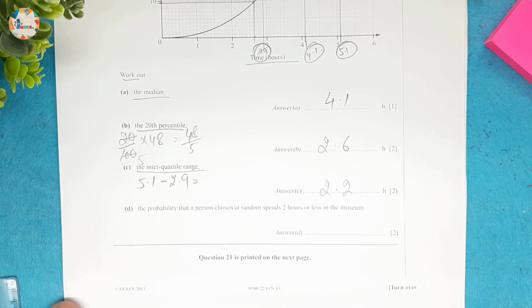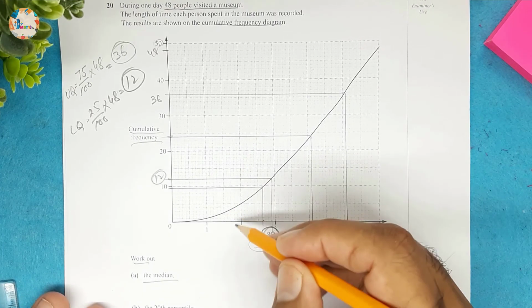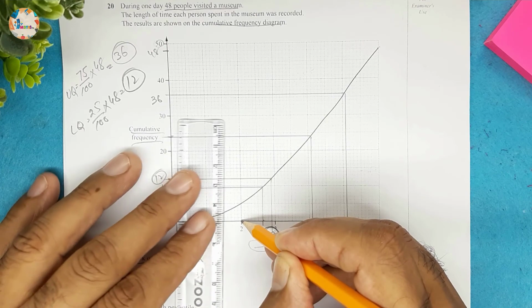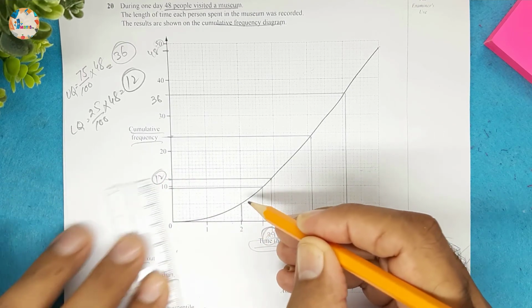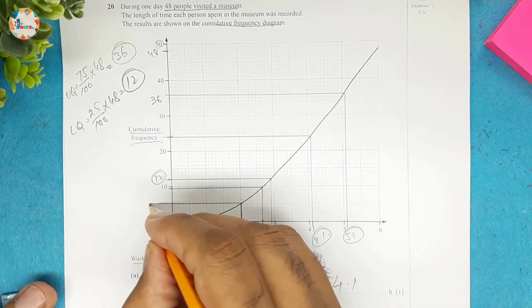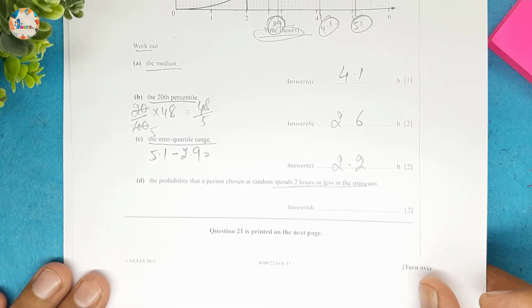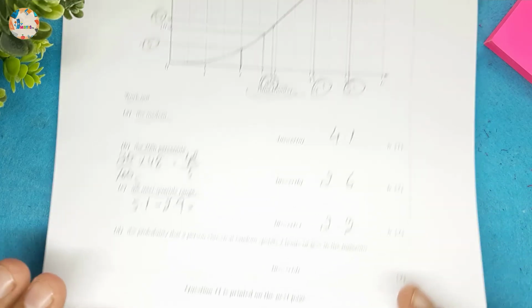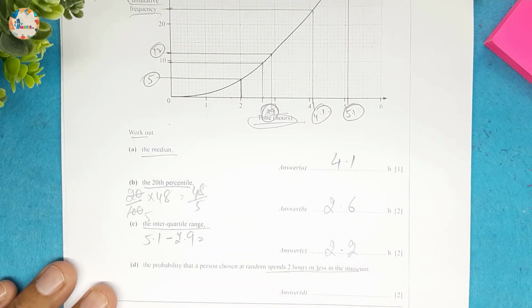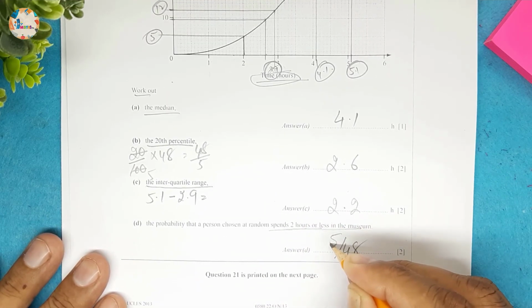Hopefully you got this. The probability that a person chosen at random spends 2 hours or less in the museum. 2 hours or less. So this side is hours. 2 hours or less will be this reference, and we will be checking from here. So less will be this reference, which is 5 basically. So there are 5 people out of 48, so its probability will be 5 out of 48. This will be our answer.